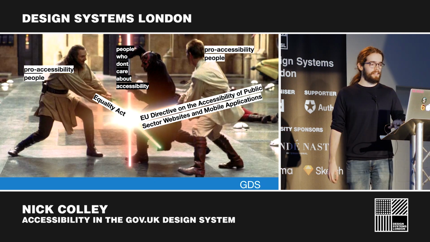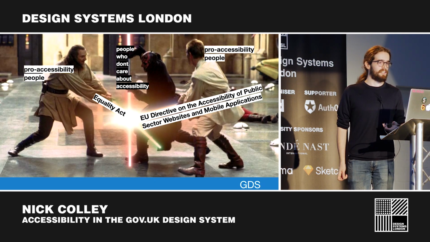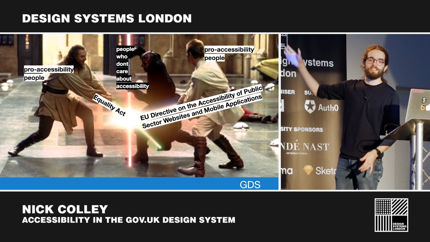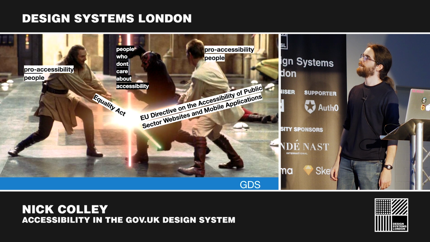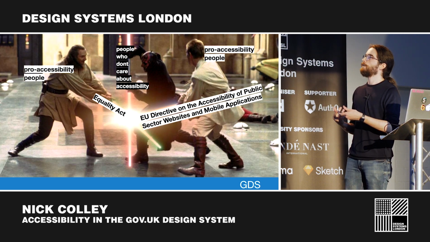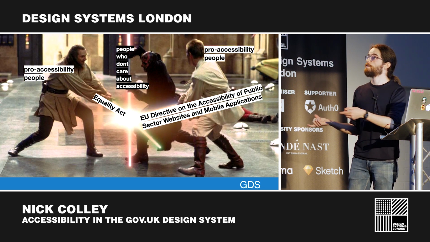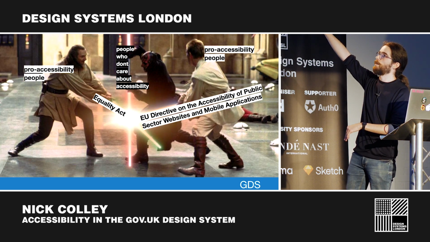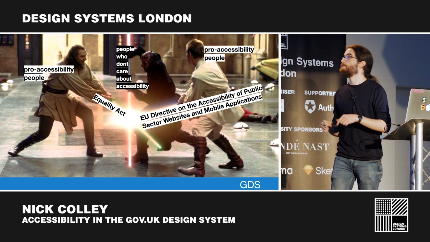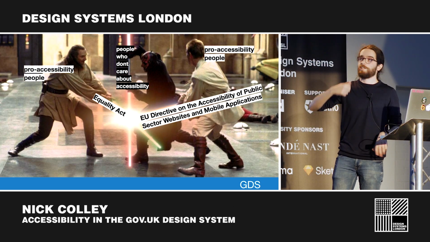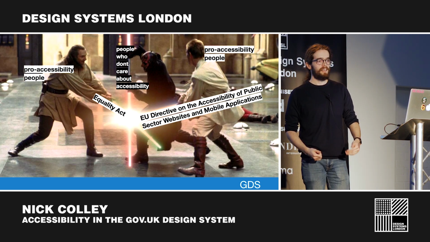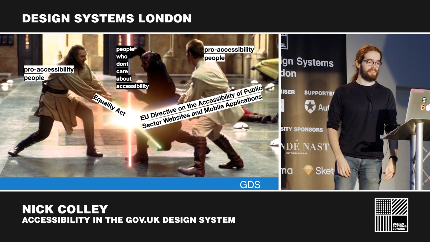So I tried to make that into a meme, but I'm not like a meme specialist. So yeah, if you can't see the screen, you've got, I don't even know which movie this was, but you've got the Sith guy at the back. He represents people who don't like accessibility, and then you've got the Jedis there. They like accessibility, and then the stick that they have is the Equality Act and the EU directive.